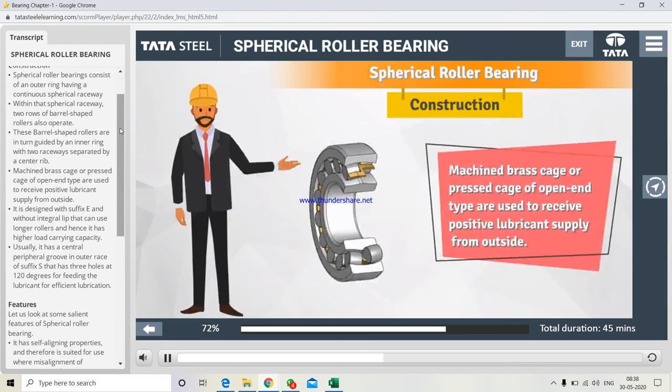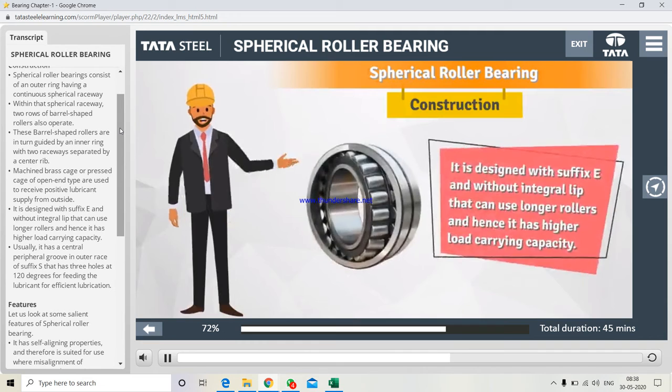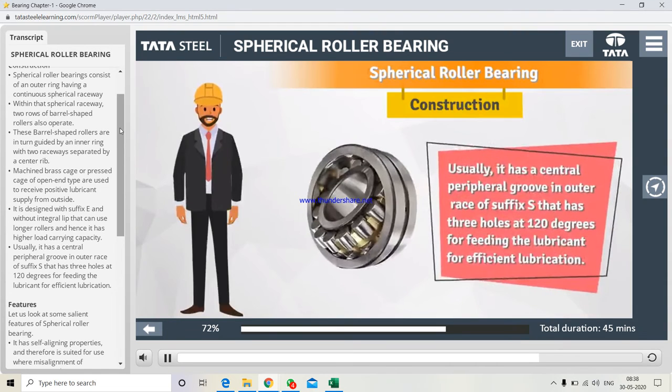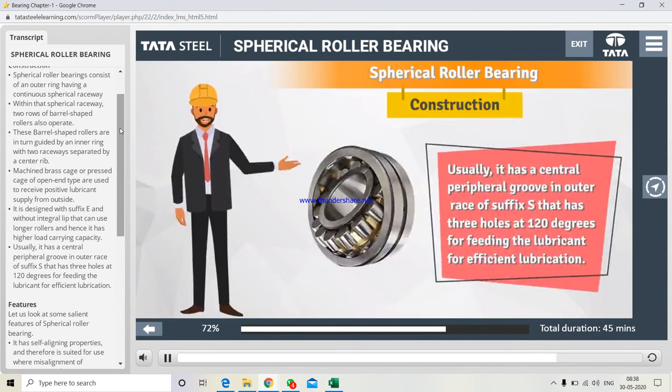Machined brass cage or pressed cage of open-end type are used to receive positive lubricant supply from outside. It is designed with suffix E and without integral lip that can use longer rollers and hence it has higher load carrying capacity. Usually, it has a central peripheral groove in outer race of suffix S that has 3 holes at 120 degrees for feeding the lubricant for efficient lubrication.